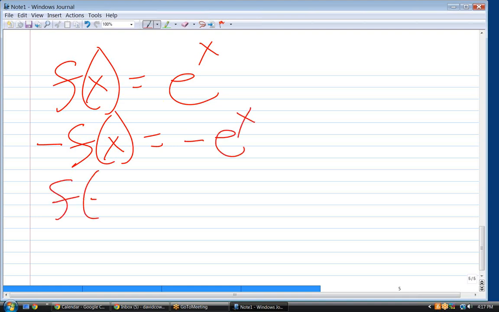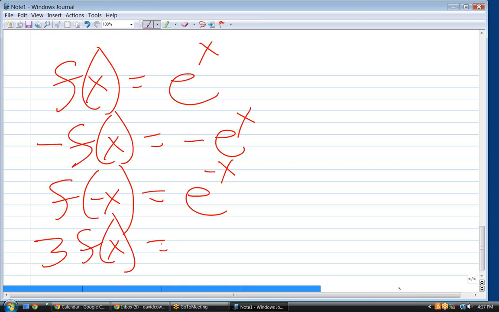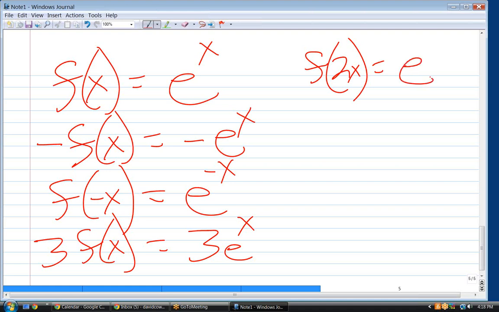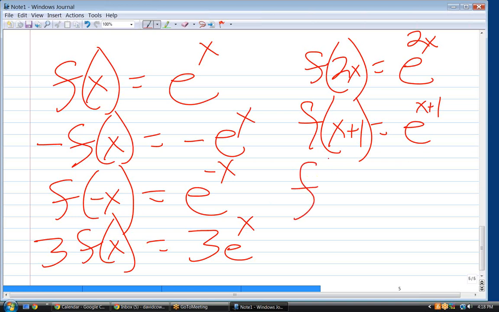What is f of minus x equal to? E to the minus x. What is 3 times f of x equal to? 3e to x. What is f of 2x equal to? Would be e to 2x. What is f of x plus 1 equal to? E to x plus 1. And finally, the last thing that we can do is what is f of x plus 7 equal to? Would be e to x plus 7. Like that.